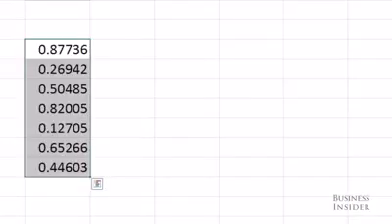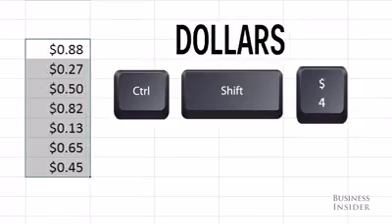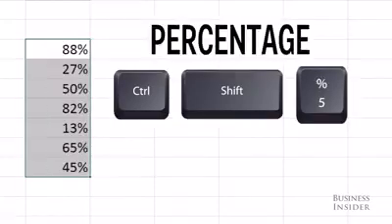Formatting data is really easy with shortcuts. Highlight your data, hit Control Shift exclamation point for a number with 2 decimal places, Control Shift $ for dollars, currency, and Control Shift percentage will give you a percent.